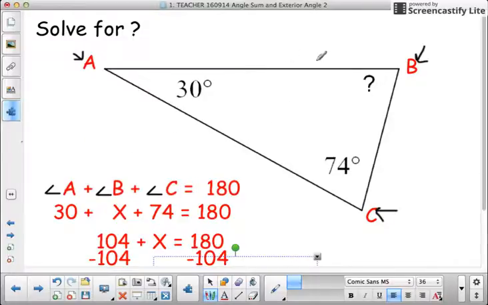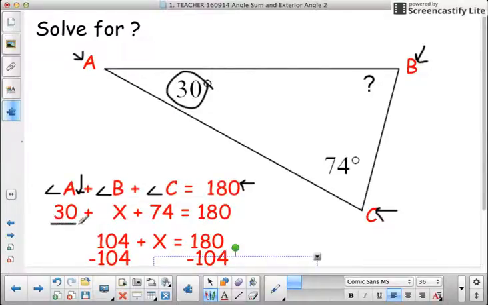So when I look at this picture, I know right off the bat that A plus B plus C is going to equal 180 degrees. Always on a triangle, this will always be true. So what do I do now? Well, I just take the value of angle A, which is 30, and plug it in here. Then I take the value of B and plug it in, and C and plug it in. So instead of writing angle A plus angle B plus angle C, now I'm writing 30 plus X plus 74 equals still 180.